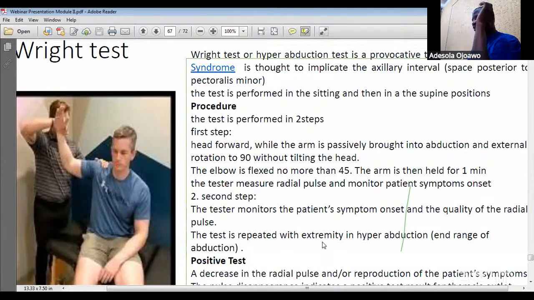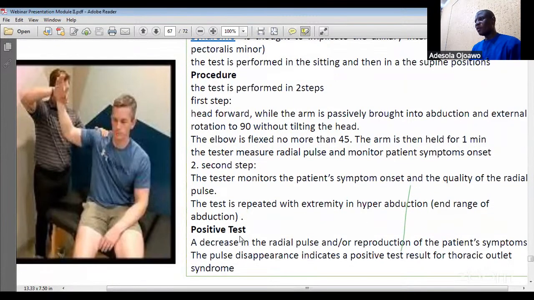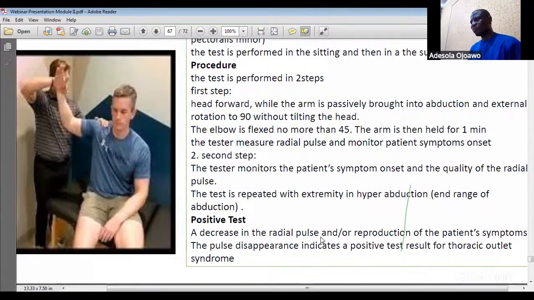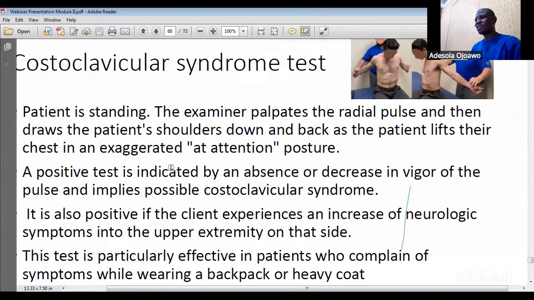That is repeated with the extremities in hyperabduction, end range of the abduction. Positive test, a decrease in radial pulse or production of the patient's symptoms is an indication for thoracic outlet syndrome. This is going to be according to the last one.